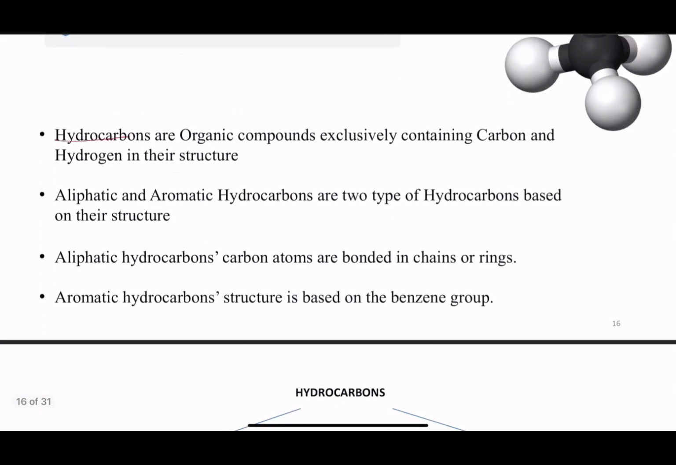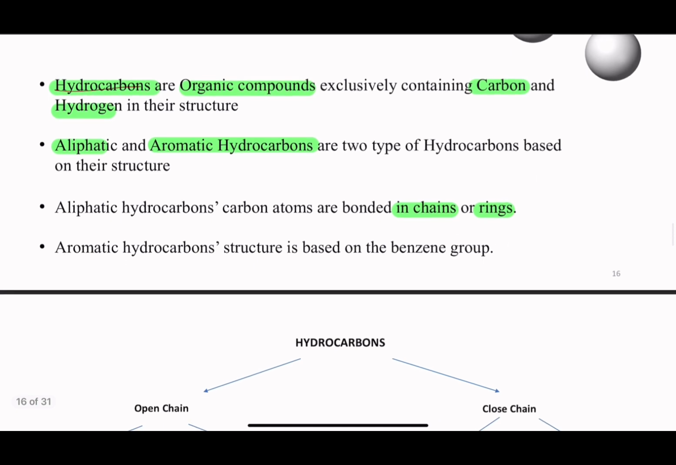Hydrocarbons are organic compounds exclusively containing carbon and hydrogen. Aliphatic and aromatic hydrocarbons are 2 types of hydrocarbons based on their structure. Aliphatic hydrocarbons are bonded in chains or rings. Aromatic hydrocarbon is based on benzene group.